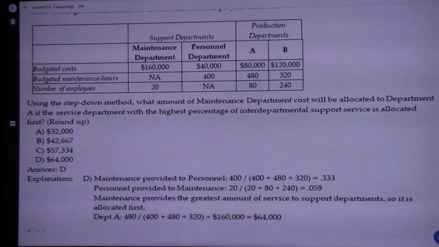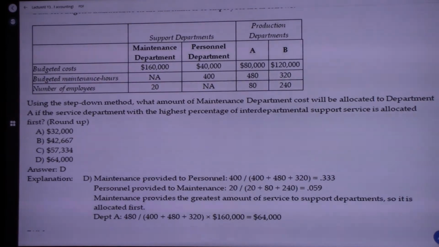We will reach the same problem. I didn't give you the percentage of allocation, but I gave you the maintenance hours allocated. So, to determine the total cost allocated to the production department, I will calculate the percentage allocated to the production department. How? I'm going to divide the machine hours allocated to the production department by the total machine hours allocated to the other 3 departments.